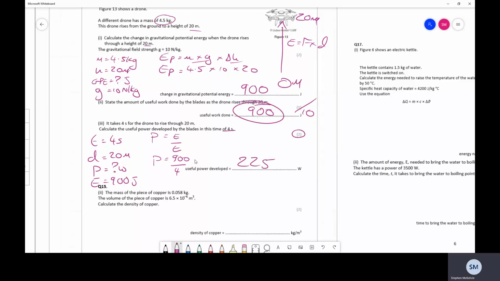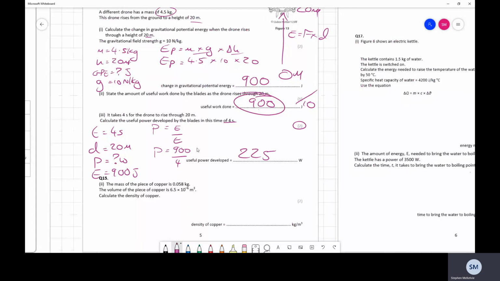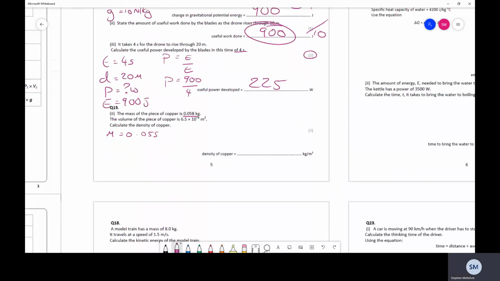The mass of a piece of copper is 0.058 kilograms. The volume of the piece of copper is 6.5 times 10 to the minus 6 meters cubed. Calculate the density of the copper. Density is in kilograms per meter cubed, and those are the units that they want, so I'm all good. The density is equal to the mass divided by the volume, which is 0.058 divided by 6.5 times 10 to the minus 6. I'm going to put that into my calculator.